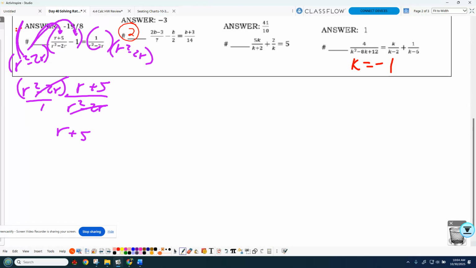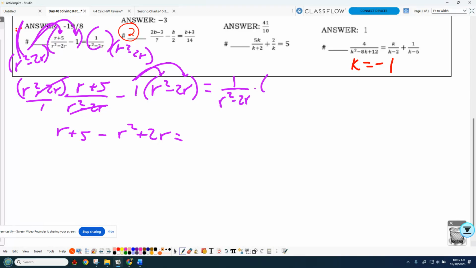Okay, now distributing this to the second one, minus 1 times r squared minus 2r. There, I gotta be careful because it was a negative. So Joaquin, what does that mean I gotta do? How do I distribute it? By flipping the sign. So I get negative r squared, positive 2r. And then somewhere again on the other side, we get equals what happens? Does it go away and become 0? Cancels again and it turns into 1.